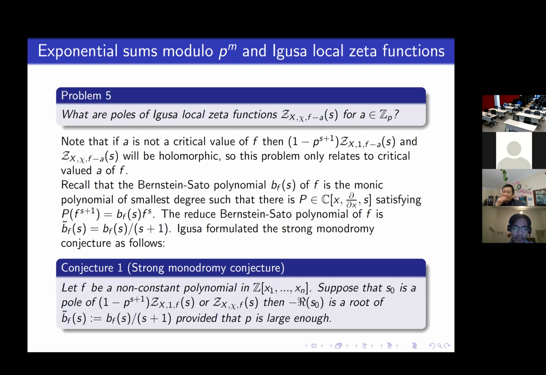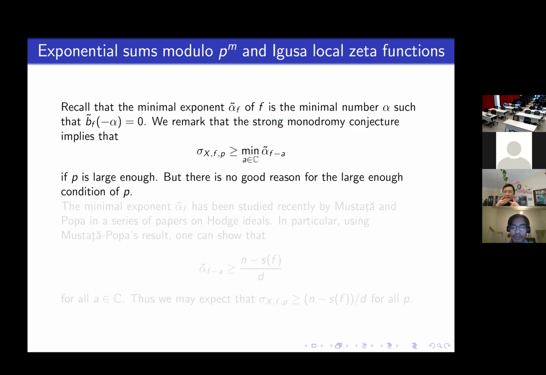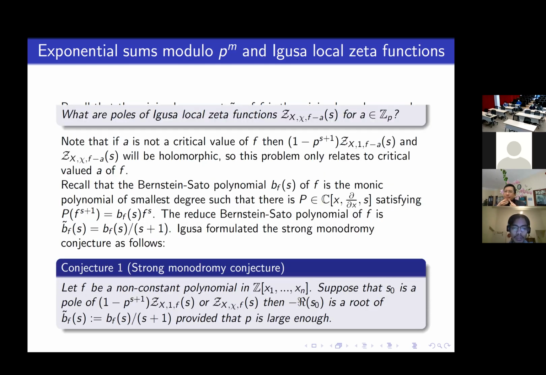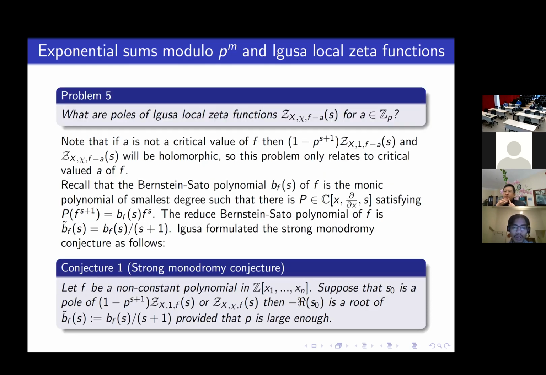It says: let f be a non-constant polynomial in Z[x_1,...,x_n]. Suppose that s0 is a pole of this zeta function, the Igusa zeta function, then minus the real part of s0 is a root of the reduced Bernstein-Sato polynomial of f when p is large enough. And I recall that the conjecture is still open up to the present.